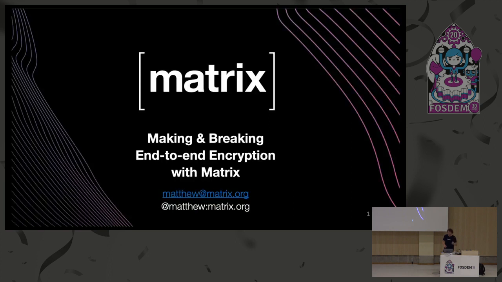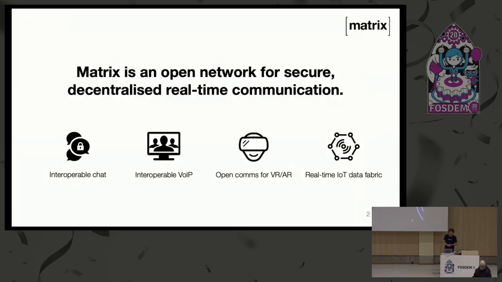Okay. Very quickly, I'll try to give a very rushed explanation of Matrix. Apologies to people who came to the earlier talk, because it is identical, to try to bring people up to speed. In this, we're going to be talking about how we have made end-to-end encryption on Matrix over the last couple of years, and how we are finally turning it on by default, like now, and also look at how to break it a bit, if we have time.